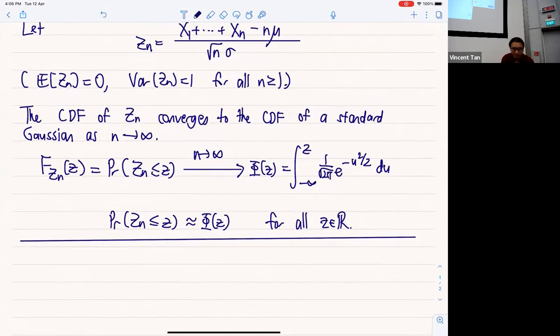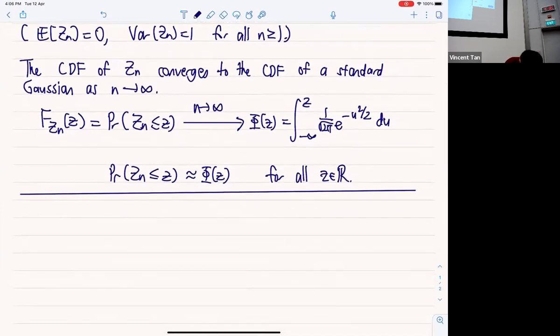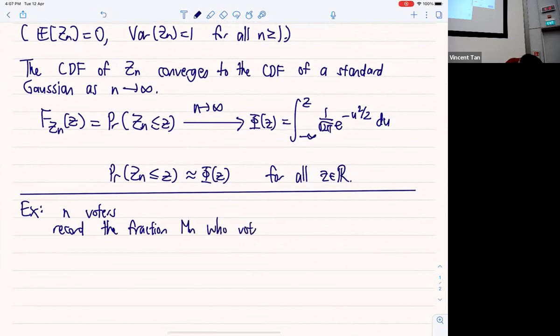So now let's do a couple of examples before I go to continuity correction. Example: there are n voters, and we want to record the fraction Mn who voted in favor of a candidate, say Donald Trump. Donald Trump is running against Joe Biden, so we want to record the empirical fraction of the people who voted for Trump rather than Biden. Say no one damages his or her vote.